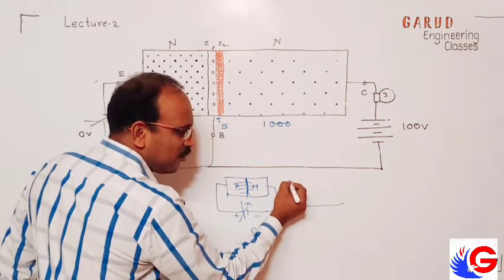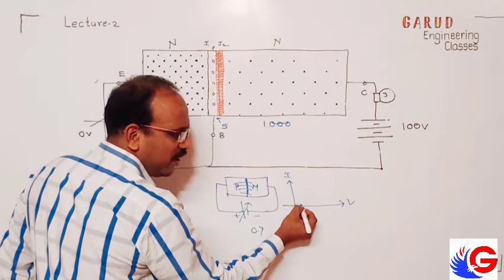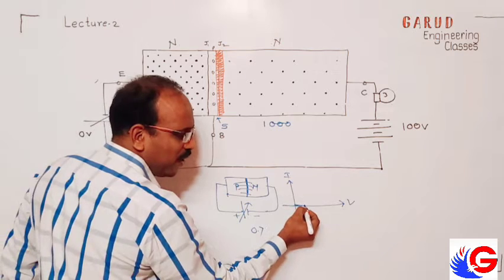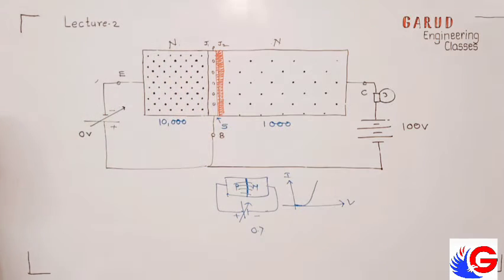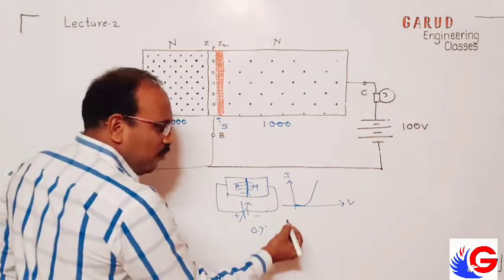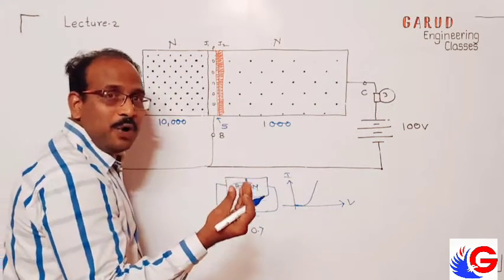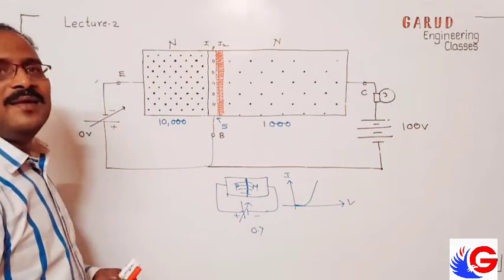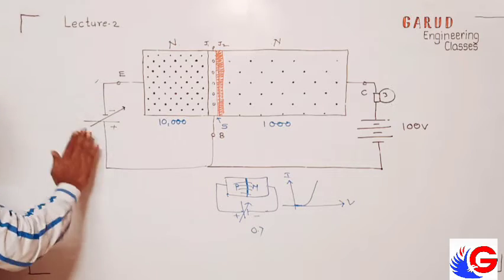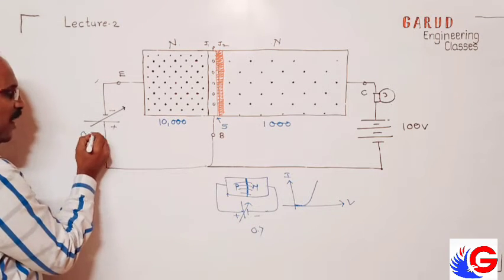What is the graph of this? Suppose this is current and this is voltage. At 0.1, 0.2, 0.3, no current will be flowing. At around 0.7 it starts conducting. This is the diode characteristic. Okay? So at 0.7 it starts conducting. At 0.7 volts some electrons will be jumping into that. So till 0.6 nothing will happen. At around 0.7 what will happen?